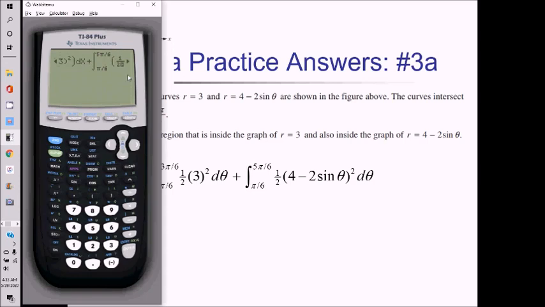So doing this, I've got plus the integral from pi over 6 to 5 pi over 6. We have 1/2 4 minus 2 sine of theta. Close the parentheses, square that, dx. Press enter, and all that comes out to 24.709.